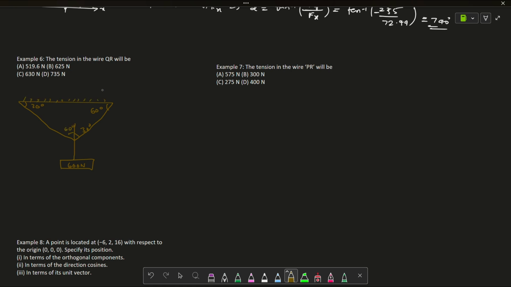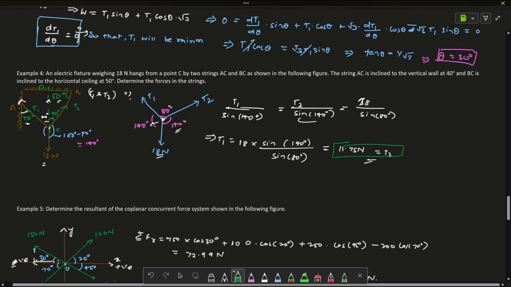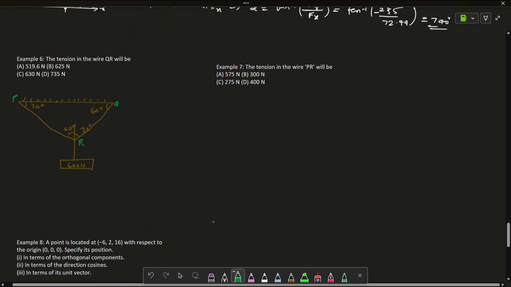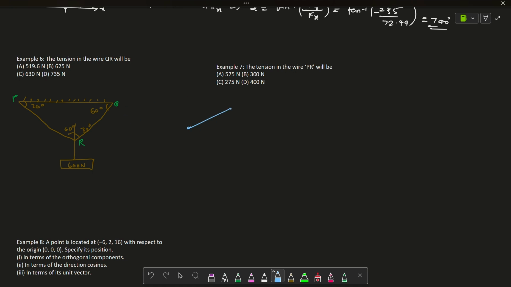This is the figure. Now I have to write the points, P, Q, R. This is a similar question to the one we did before, so we will do the same thing. This is also a pretty simple question. We have to find the tension in the wire QR, and here it will be PR. So we will simply write it here.